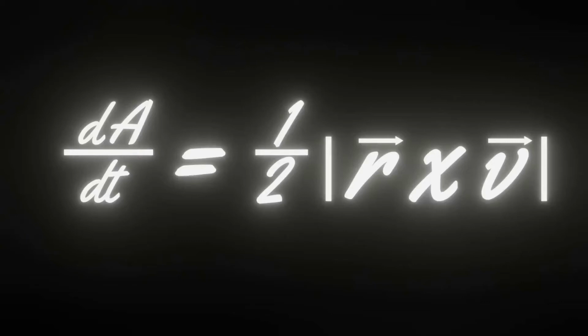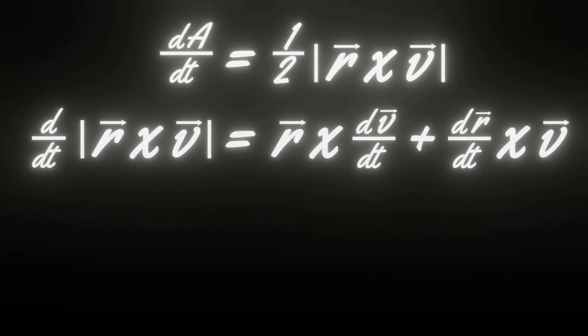From here, we need to prove that dA/dt is constant. If it is constant, that means that the derivative of r cross v is 0, because the derivative of any constant is 0. Following the formula for the derivative of a cross product, we get the derivative of r cross v equals r cross dv/dt plus dr/dt cross v.